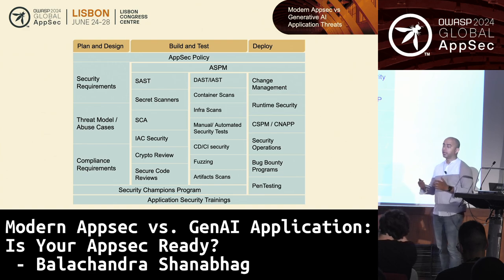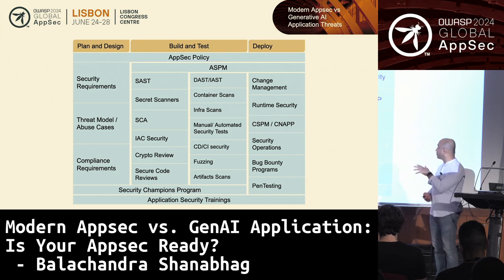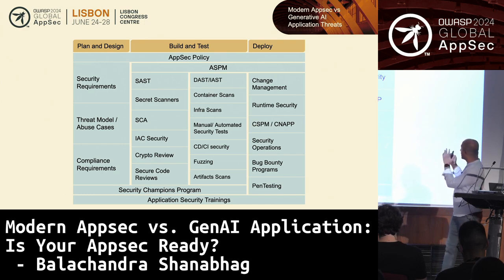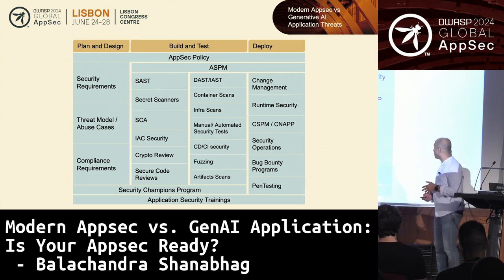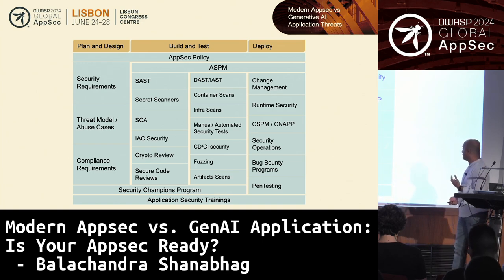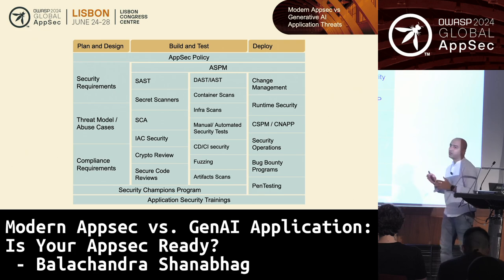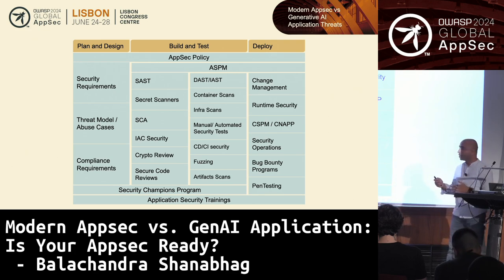They may be commonly called cloud security or infra security, but to keep it holistic, I'm keeping them under one umbrella. So in that, there may be some infrastructure like CSPMs, or security operations like threat intel and all the other things, or change management, and sometimes runtime security, like monitoring the logs. So this is an example of modern AppSec, and I'm going to compare that with the mitigations required for some of the top GenAI security threats.